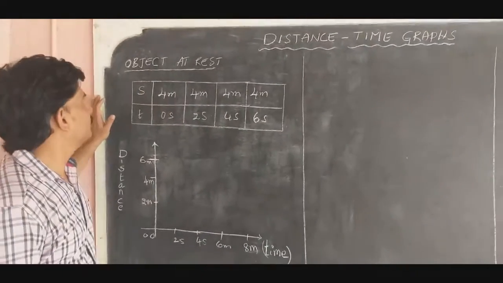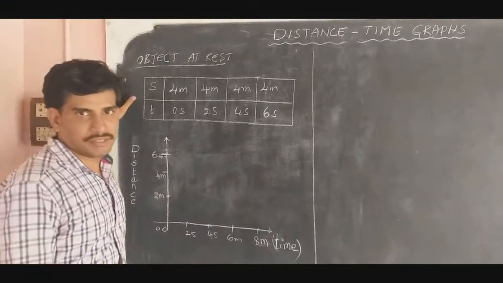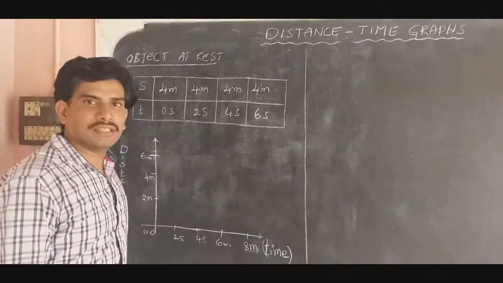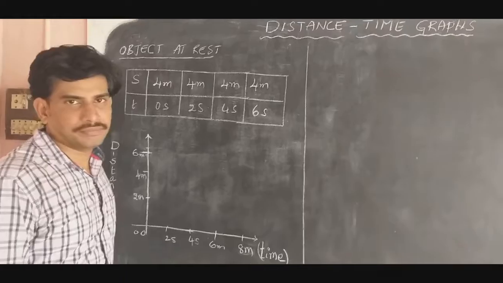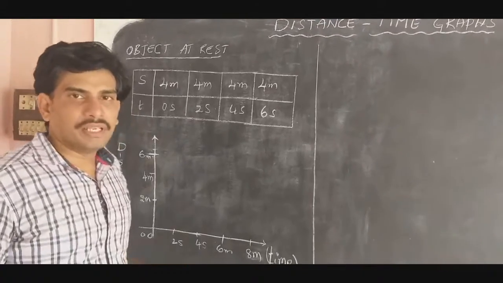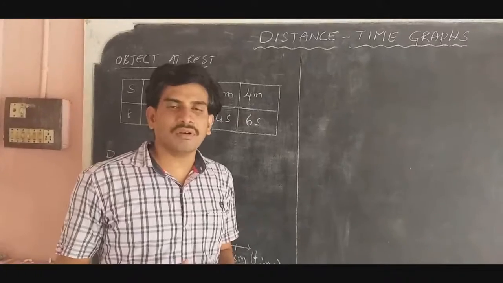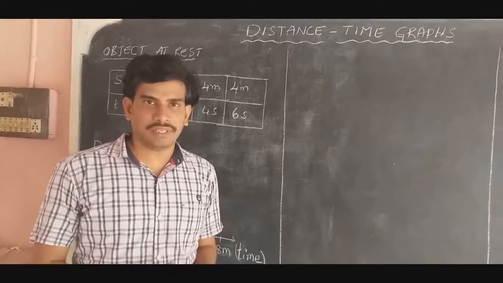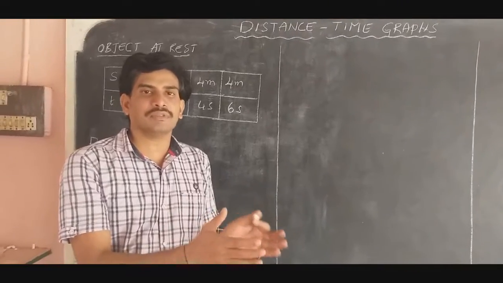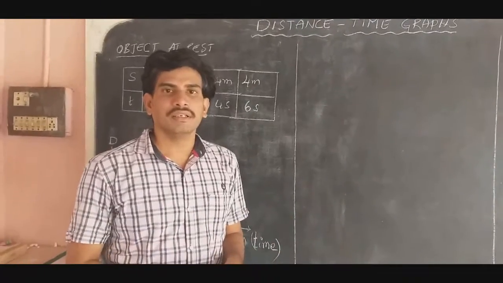Distance-time graph. If an object is at rest, how can we represent that position on a graph? Already we discussed what rest means. If the position of the object is not changing with respect to time and reference, that means the position of the object is fixed, then we call it rest.